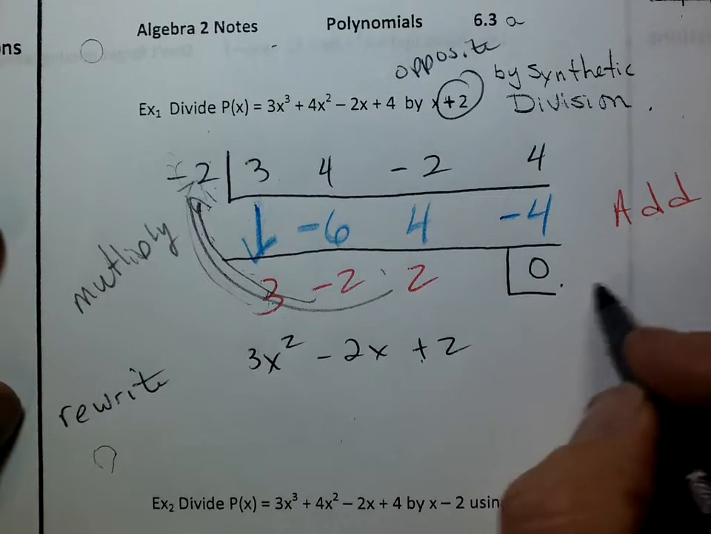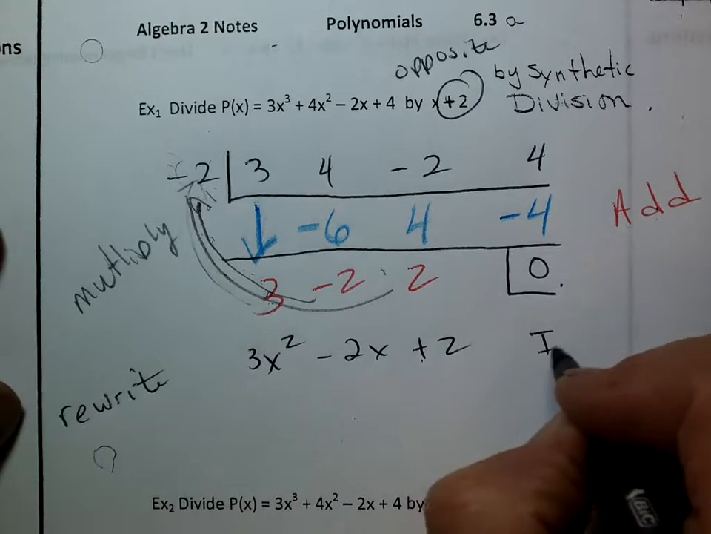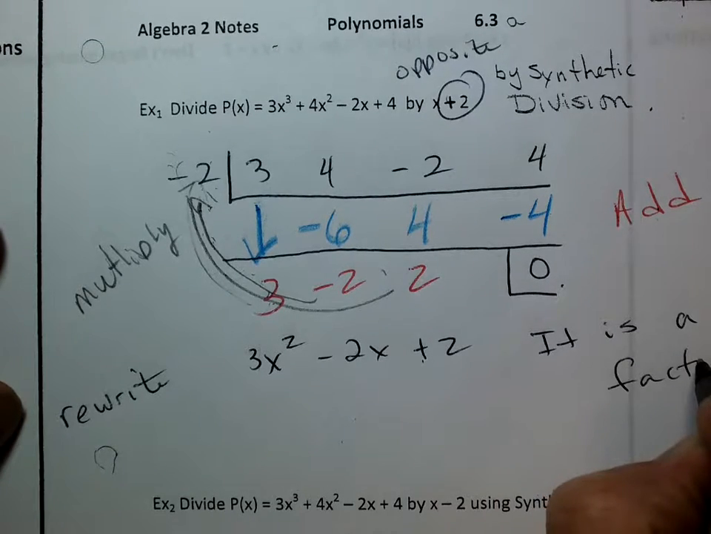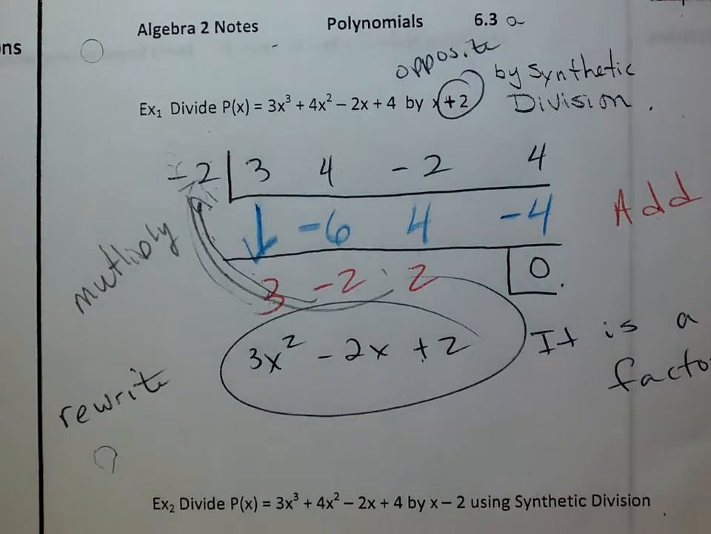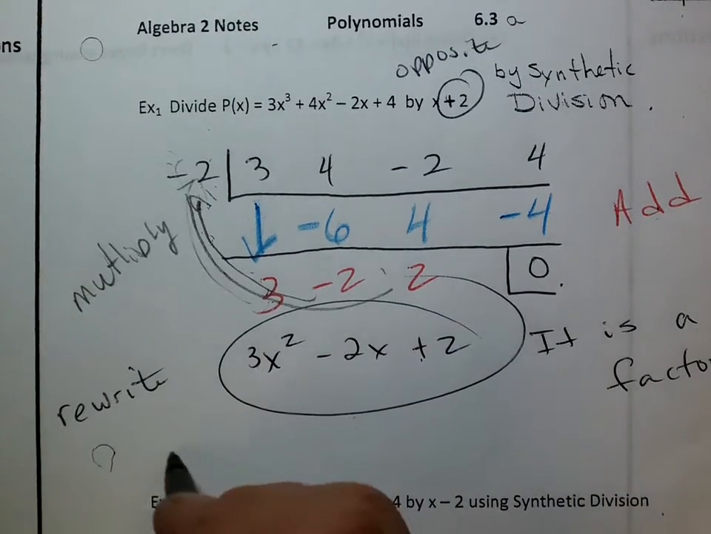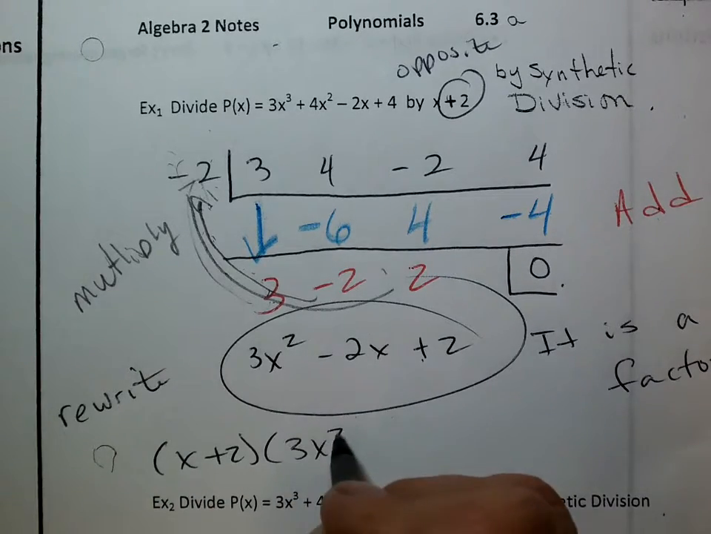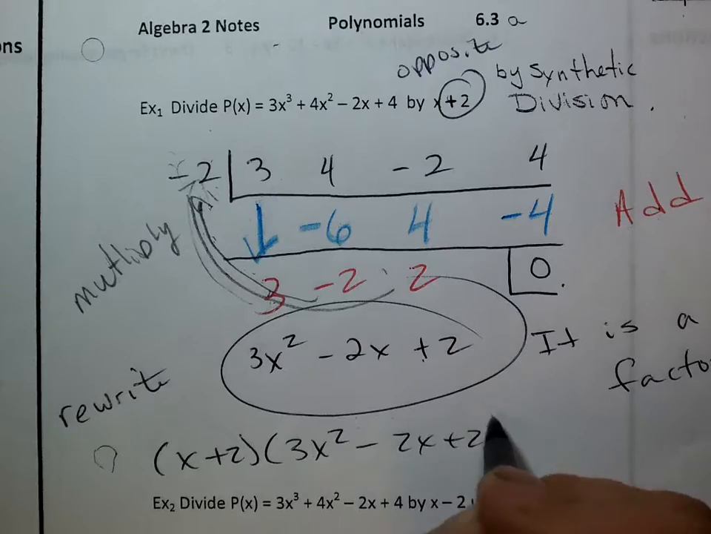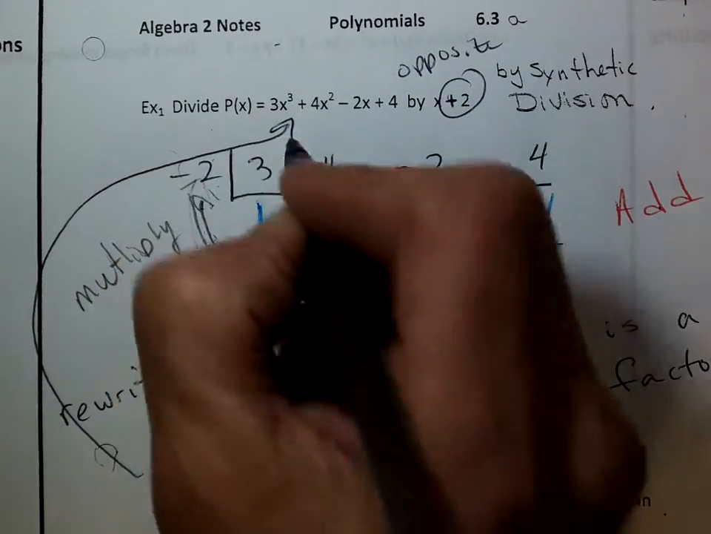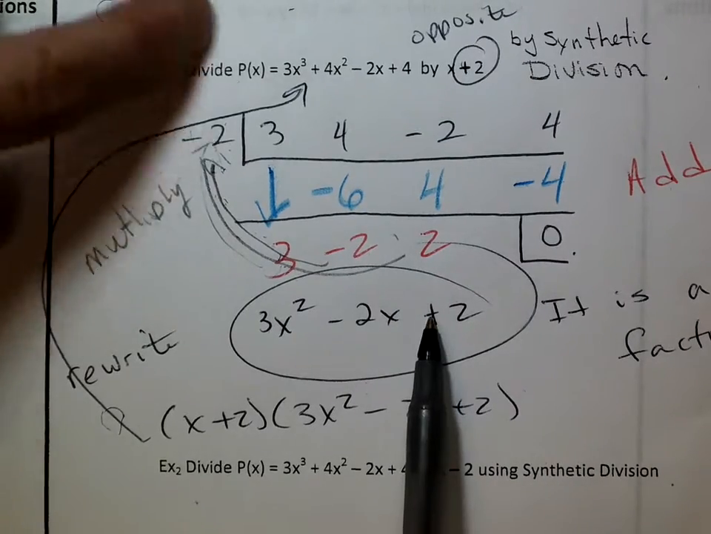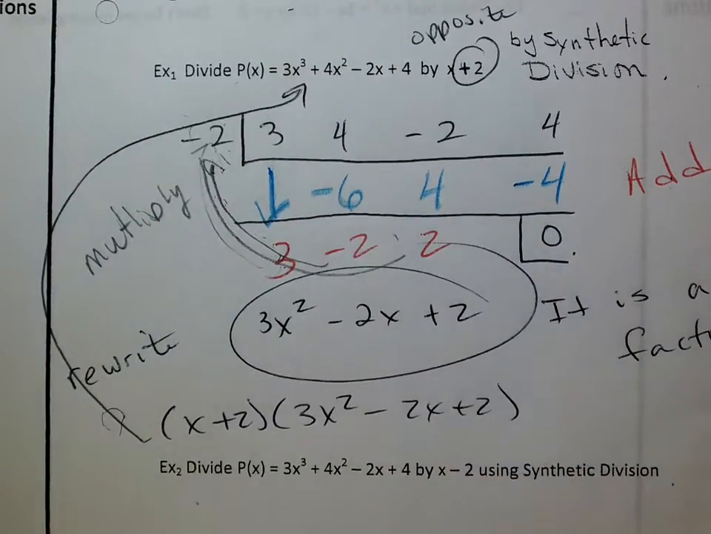Now we know, because we have a remainder of 0, it is a factor. How's that? Here's my answer. Because it's a factor, we know that x plus 2 times 3x squared minus 2x plus 2, if you multiply it all out, would equal the original polynomial. What's a factor? Two things that multiply to make another.